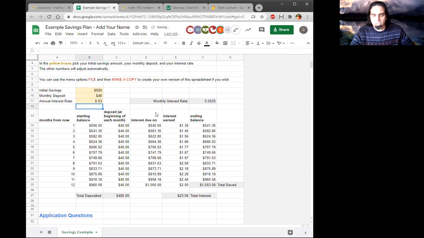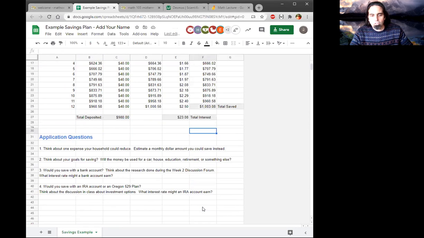So the numbers change. How much did they deposit? If you add up all these, you get 480. And actually, I should say that we're going to add the initial savings, right? They've actually put 980 in the account because of the 500 to start with. What's the total interest? Adding all these. And what's the total they've saved? Adding all those, or finishing the chart, not adding them.